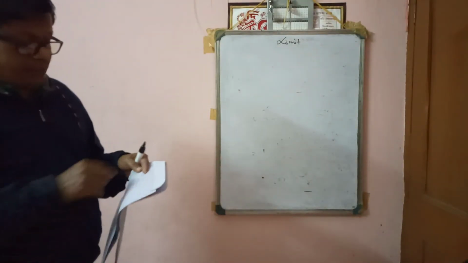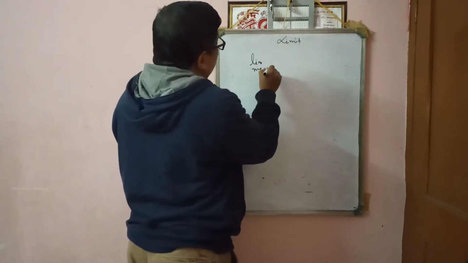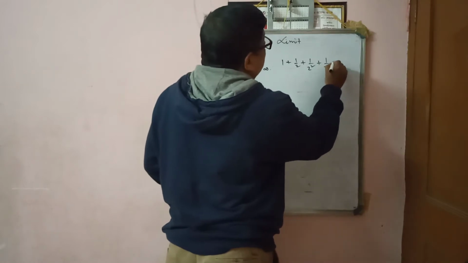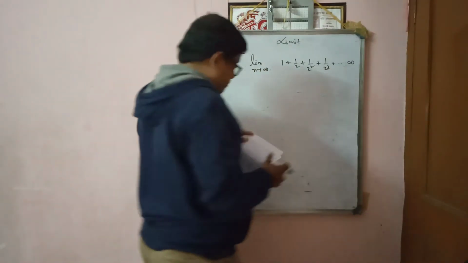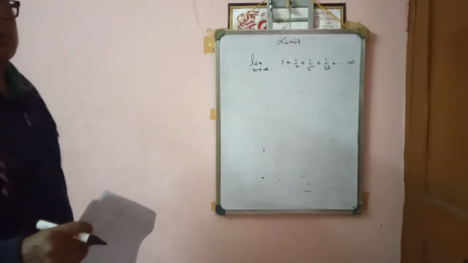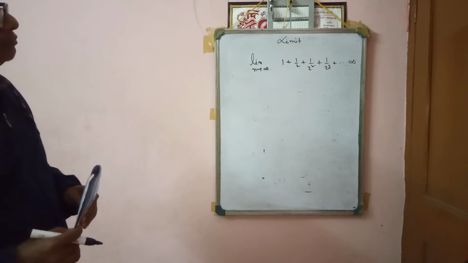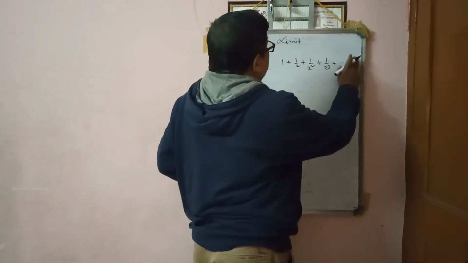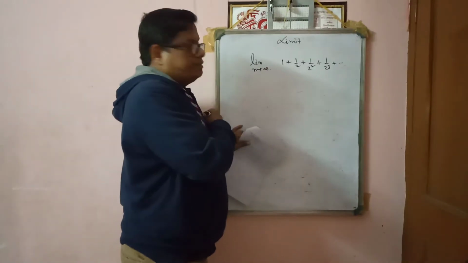The next one, question number 3: limit n tends to infinity, 1 plus half plus 1 by 2 square, 1 by 2 cube, up to n terms. All of you know this formula, a by 1 minus r. No, sorry, this is up to n, not infinity. Okay, like that, up to n terms. n tends to infinity is given.